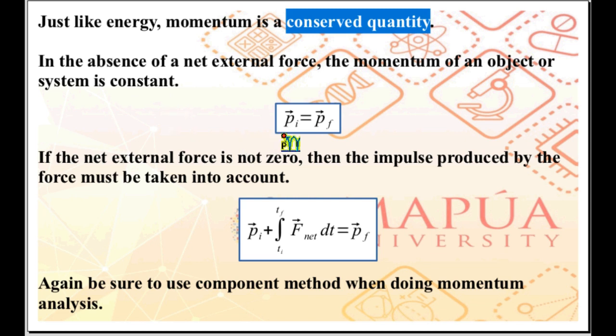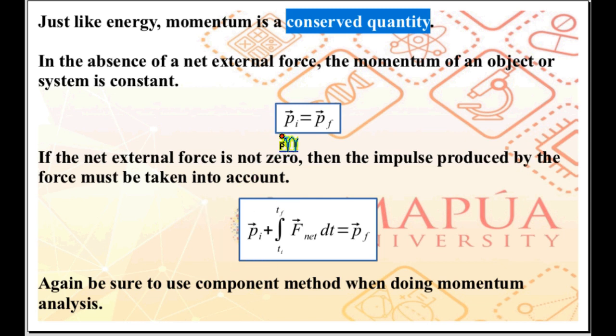Initial momentum of the system or object is just equal to the final momentum of the object or system. But in the presence of an external force, if the net external force is not zero, then that external force will produce an impulse, will produce a change in the momentum of the system. This impulse produced by the external force must be taken into account.